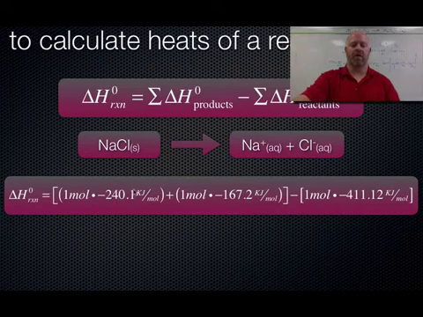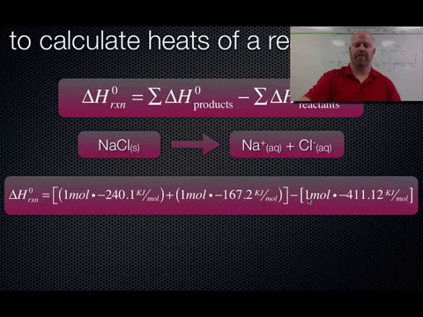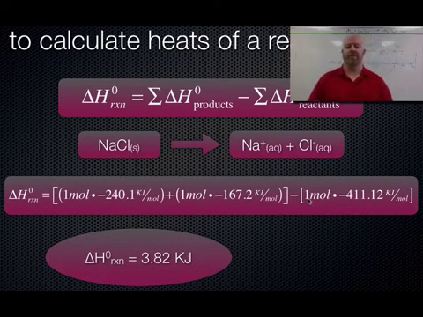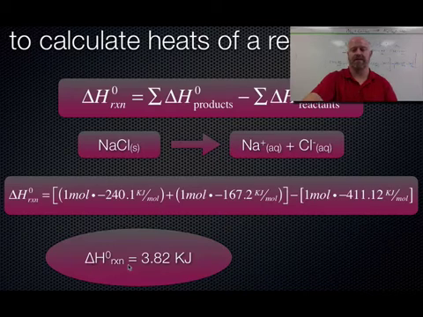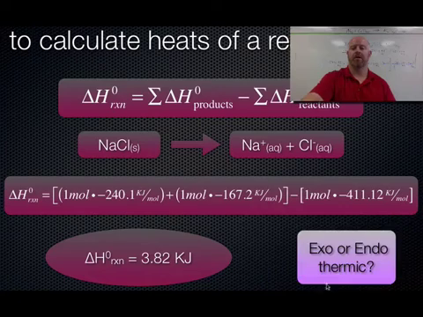So we have our sodium, we have our chlorine, we have the number of moles of each one of those, we have our sodium chloride, its moles, and we put the math in, and we get 3.82 kilojoules. Okay? So the heat of reaction for this process is 3.82 kilojoules. Okay? It's a positive number, so being a positive number, it tells you that this reaction is actually endothermic, which means it's going to get cold as you dissolve this stuff. Okay?